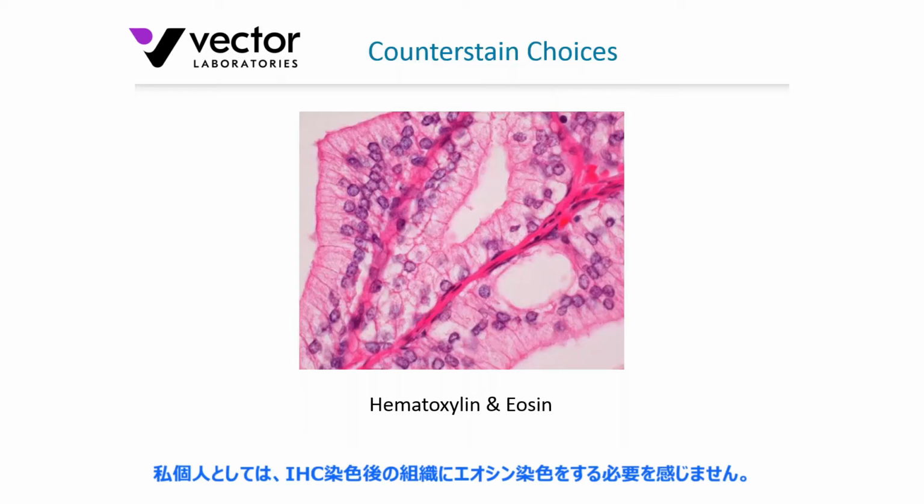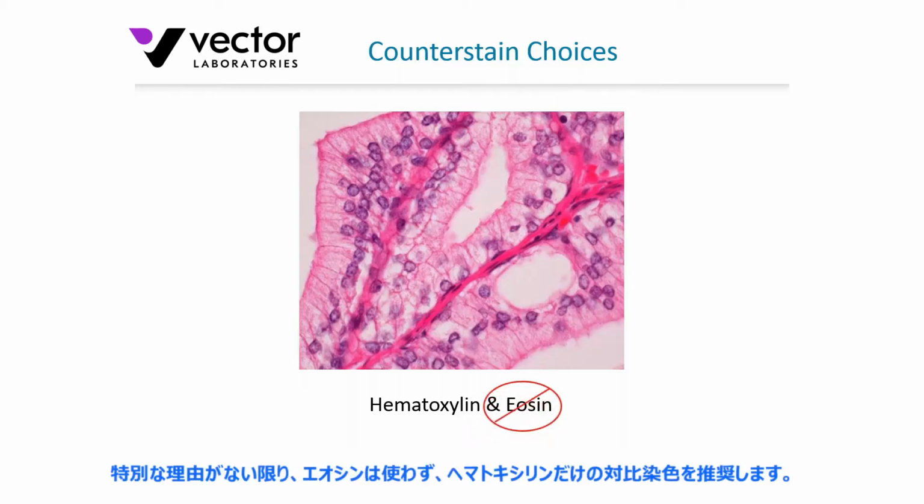And the eosin could certainly work against some of the specific staining you're trying to identify. So I would highly recommend against using eosin as part of your counterstain, unless you had a specific reason for it. But if you just want to apply a hematoxylin, do that without the eosin.